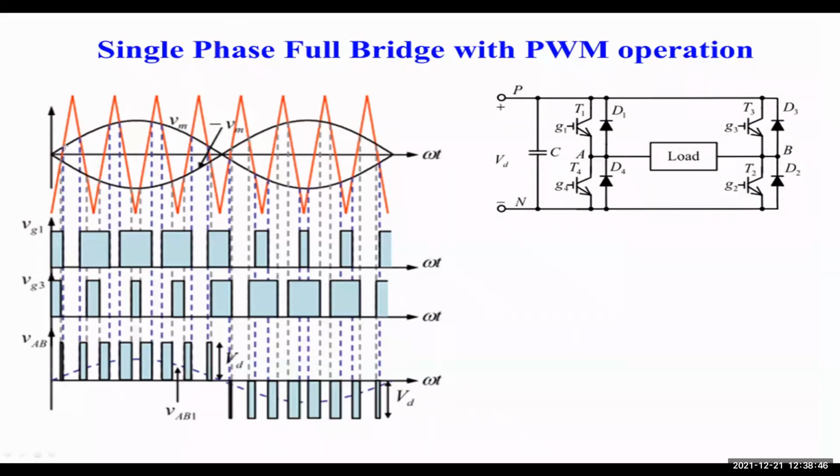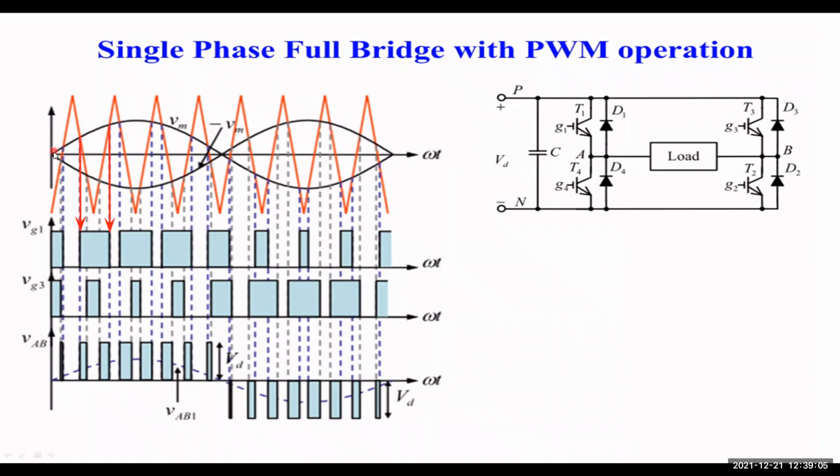Here the reference signal goes up, a sine wave. The reference signal is greater than the carrier signal. This is called the reference signal being greater than the carrier signal, then a gate pulse is generated.